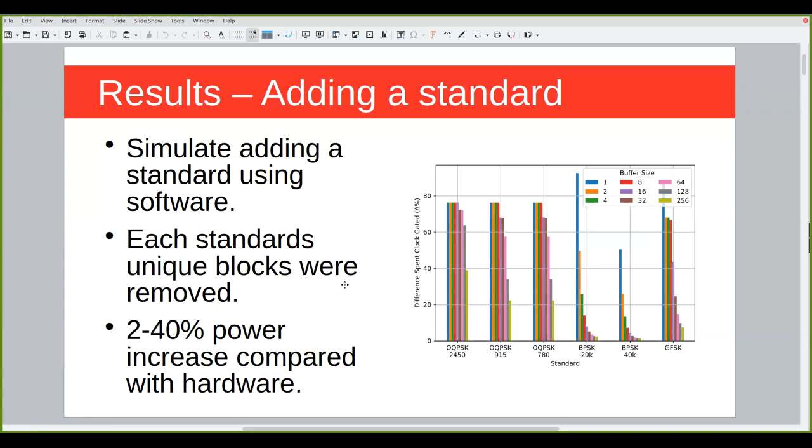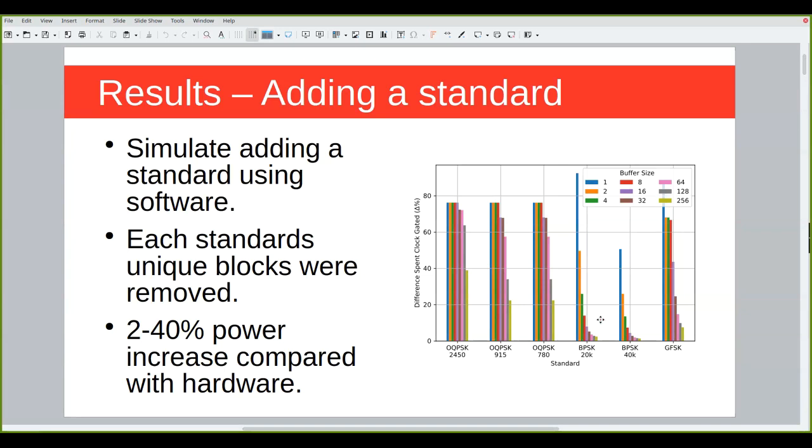This plot here shows the difference in time spent clock gated compared to a full hardware solution. This again used a proxy of how much the power consumption would increase compared to a full hardware solution. So in this case, lower is better. It can be seen that adding a standard after the fact has approximately 2 to 40% impact. Again, this is mostly determined by the standard's data rate.